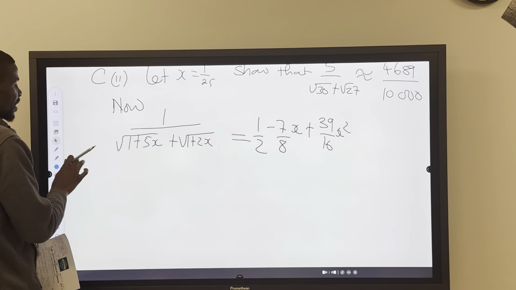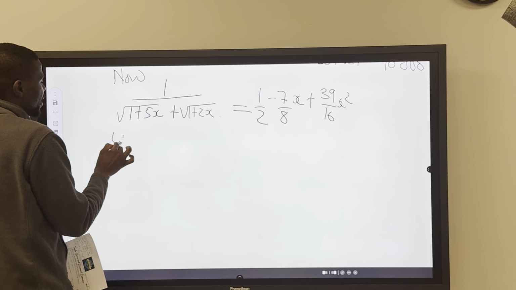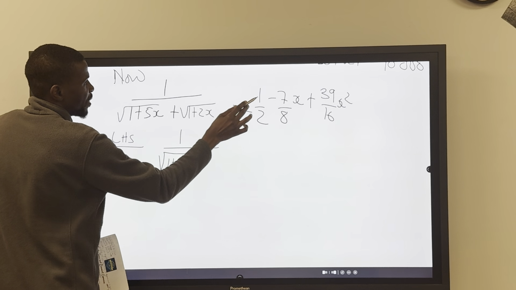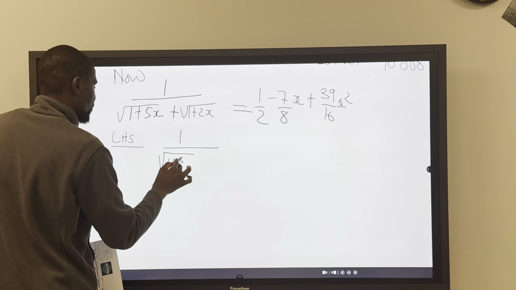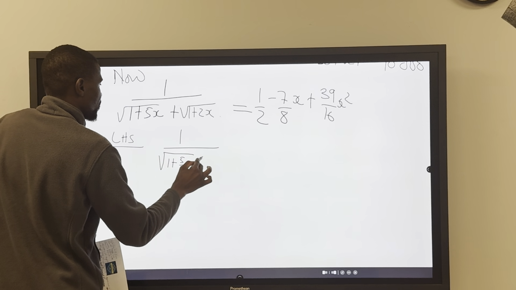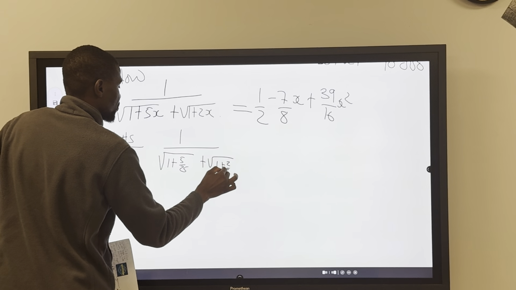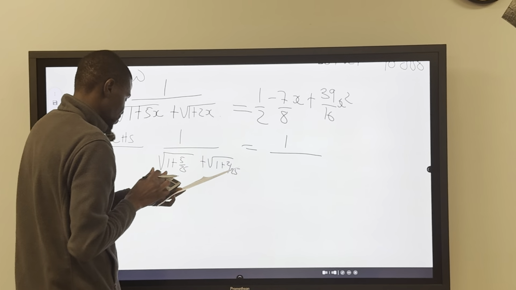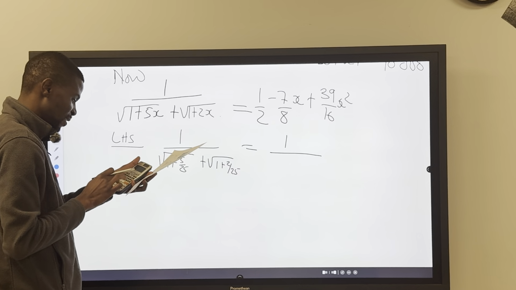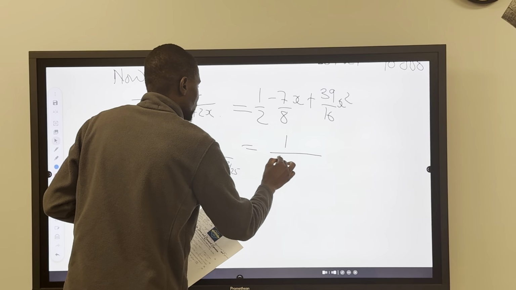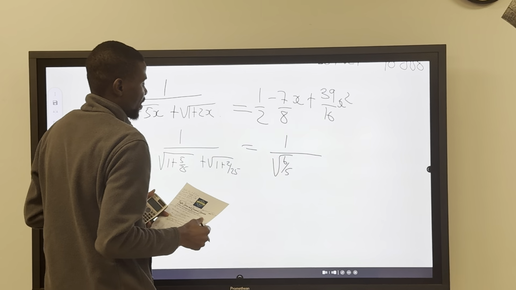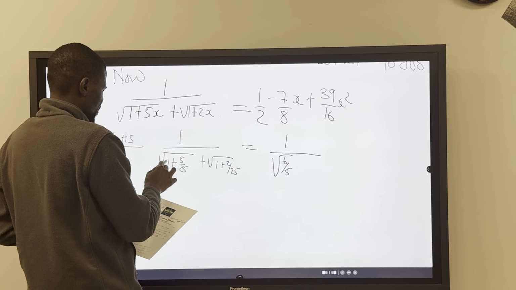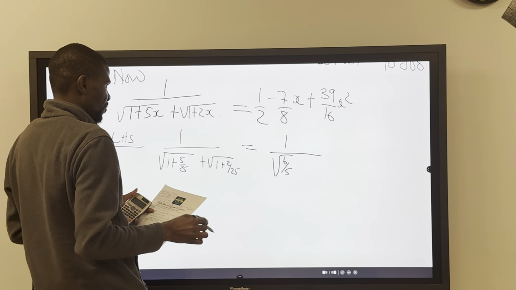So let's deal with the left hand side first, right? So dealing with the left hand side, we have 1 over square root of 1 plus, remember it's 1 over 25, so it's 5 over 25 plus square root of 1 plus 2 over 25, right? So which is equal to 1 over, so 1 plus 5 over 25, it's 6 over 5, so it's root of 6 over 5, right? That's root of 30 over 25, okay, no problem.